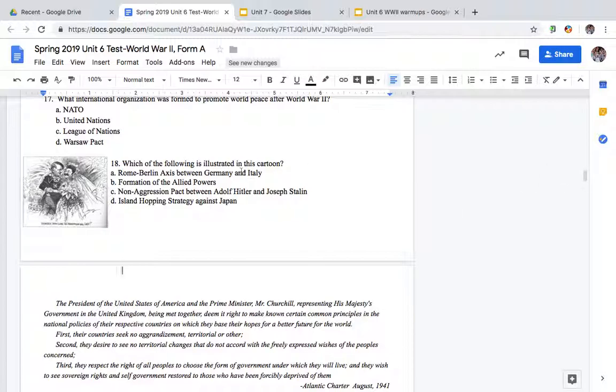Number 18. Which of the following is illustrated in this cartoon? A. The Rome-Berlin axis between Germany and Italy. B. The formation of the Allied powers. C. The non-aggression pact between Hitler and Stalin. D. Island hopping strategy against Japan.